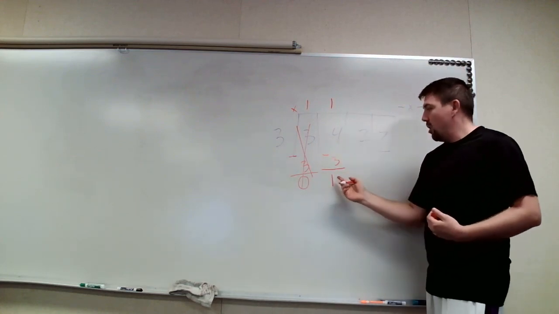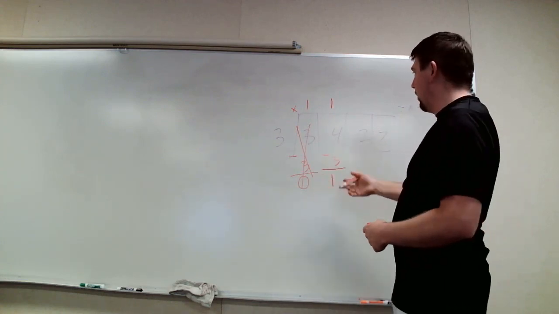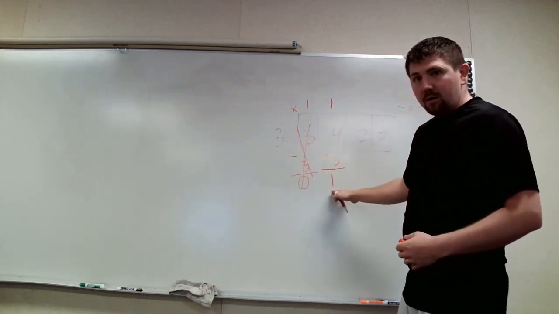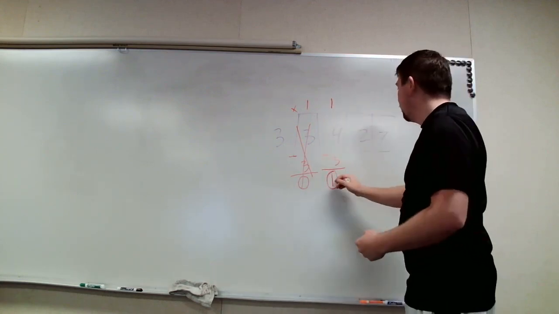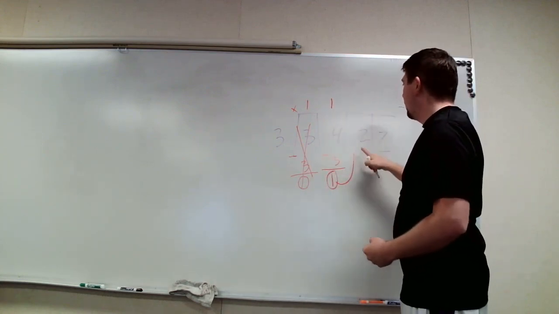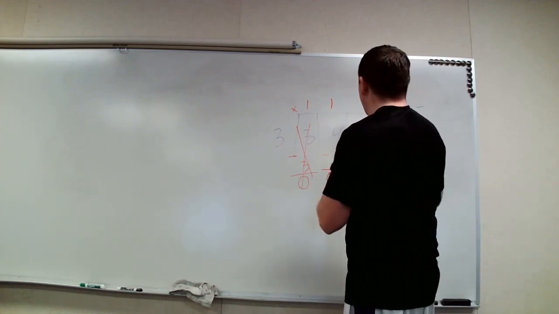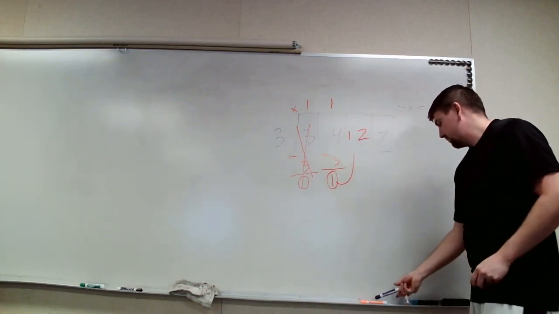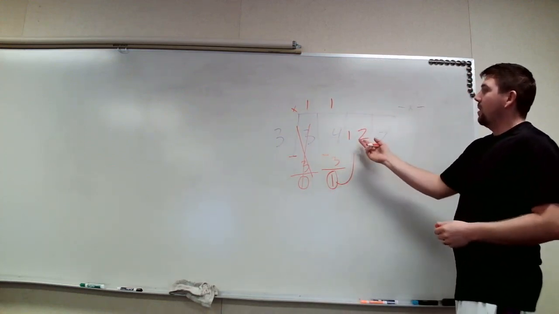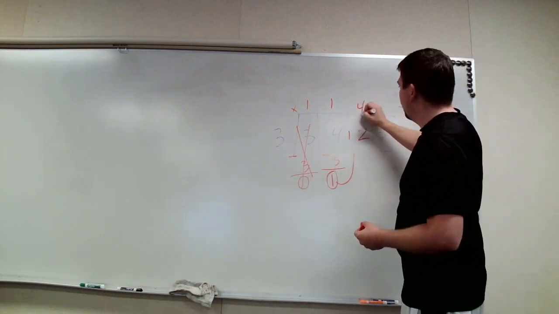So this is a perfect example. We cannot leave this box until it is 0. We cannot divide anymore, so we bring down, or in this case, we bring over. So this would now be 12. How many times does 3 go into 12? 3 goes into 12 4 times.